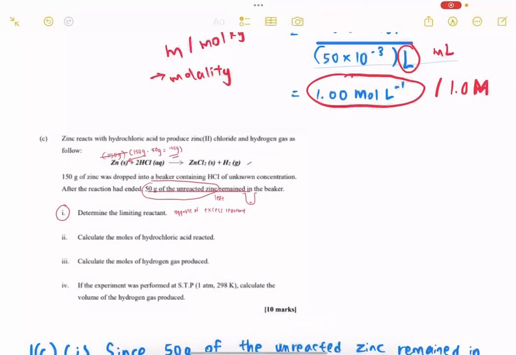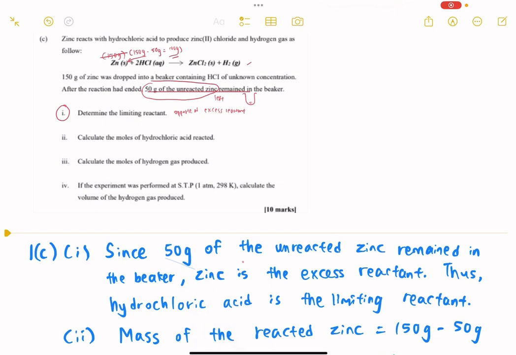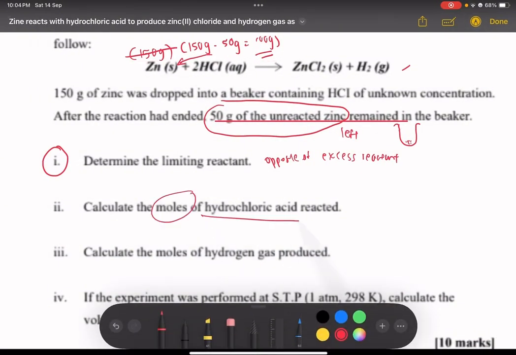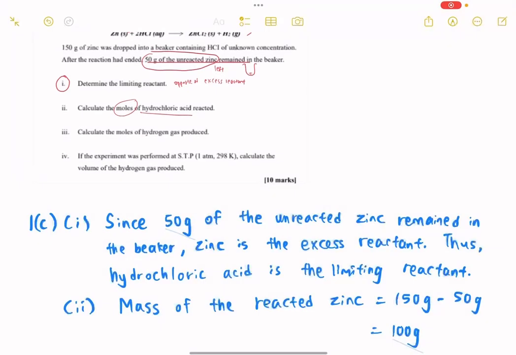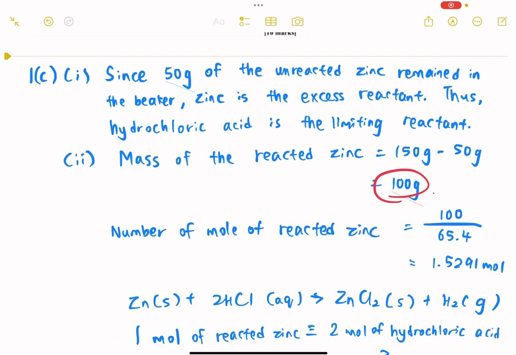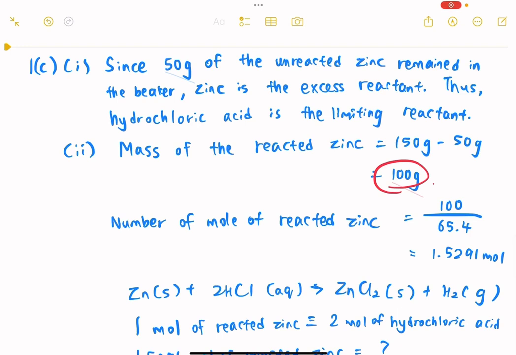Okay, so since 50 gram of the unreacted zinc remain in the beaker, zinc is the excess reactant. Thus, hydrochloric acid is the limiting reactant. We have to know that reactant is actually the left-hand side of the equation. Next we have to calculate the moles of the hydrochloric acid reacted. We can simply do it by comparing, and then we can find the number of mole for hydrochloric acid. As I mentioned earlier, mass of the reacted zinc is 100 gram. So we have to use the reacted zinc to compare. We cannot use the initial mass of the zinc because it still has some reactant left inside the beaker.